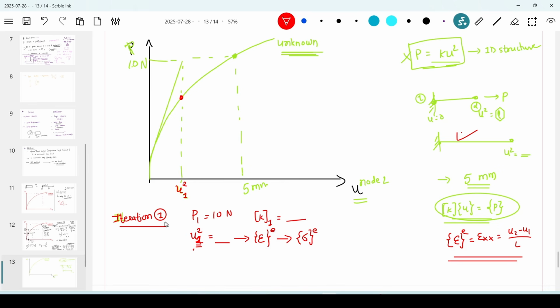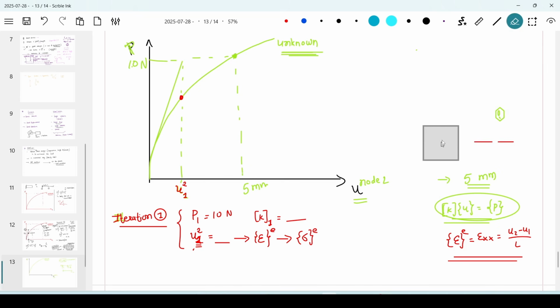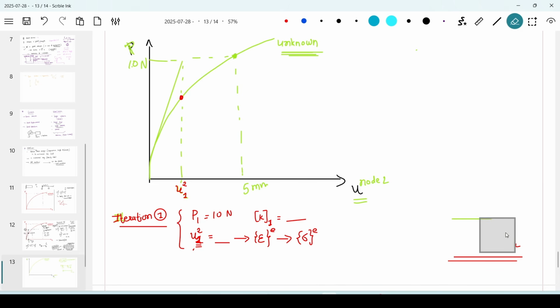So in iteration one, we are actually doing a linear analysis and finding all the quantities. Just remember that. There might be some doubts, but don't worry. At the end of this, you will get all the clarification, because we have not completed it yet. There will definitely be some doubts. Hold on for some time.